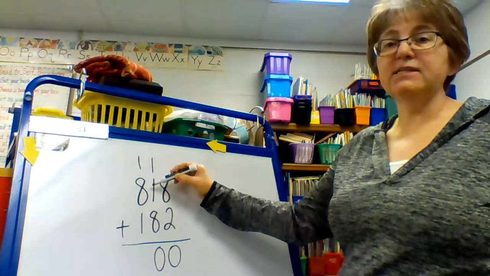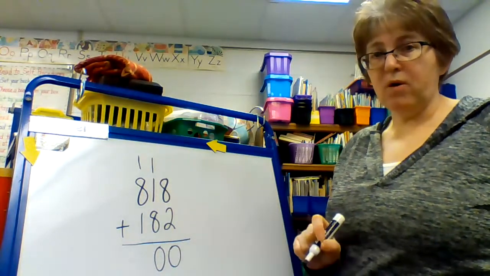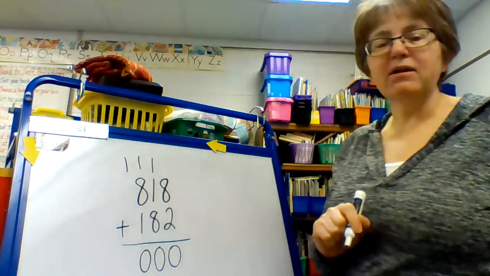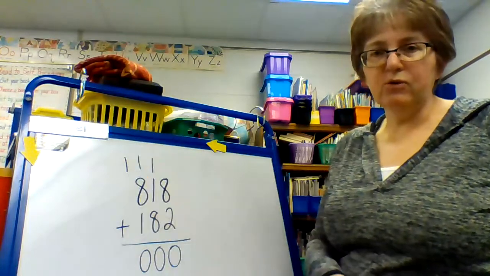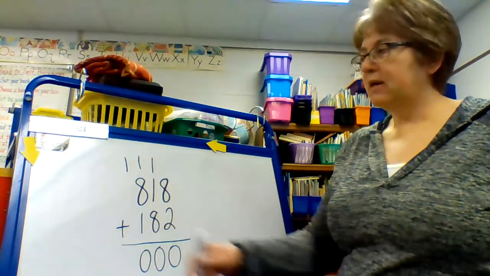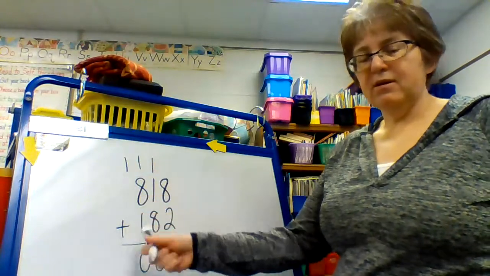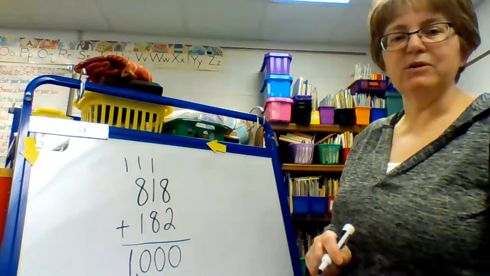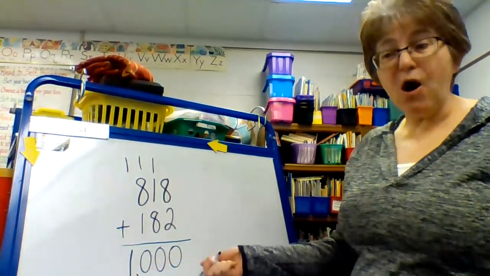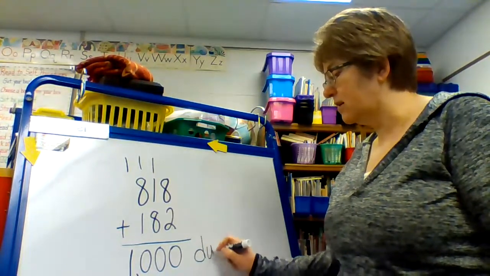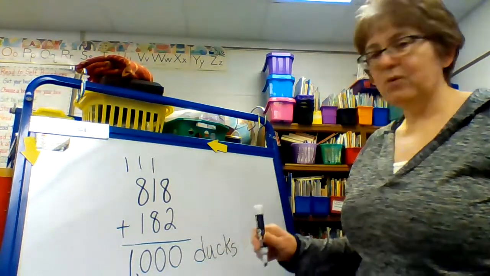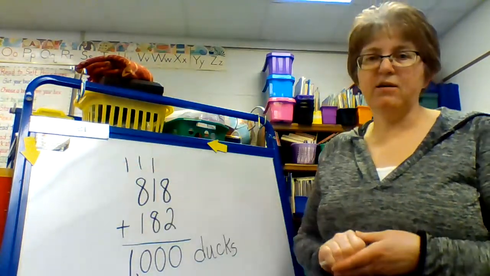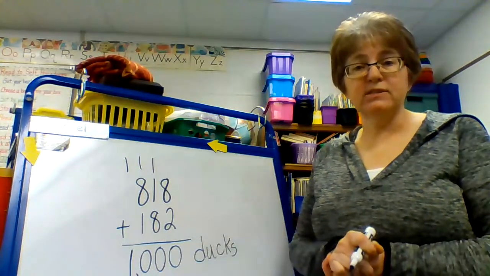1 plus 8 is 9, plus 1 more is 10. Put down a 0. I'm going to make another new group. I'm making a new place. And 1 plus nothing equals 1. So my answer is what, boys and girls? 1,000 ducks. Okay, so we're adding another place. When we're adding 3-digit numbers together, we might add another place, and we call that place the thousands.